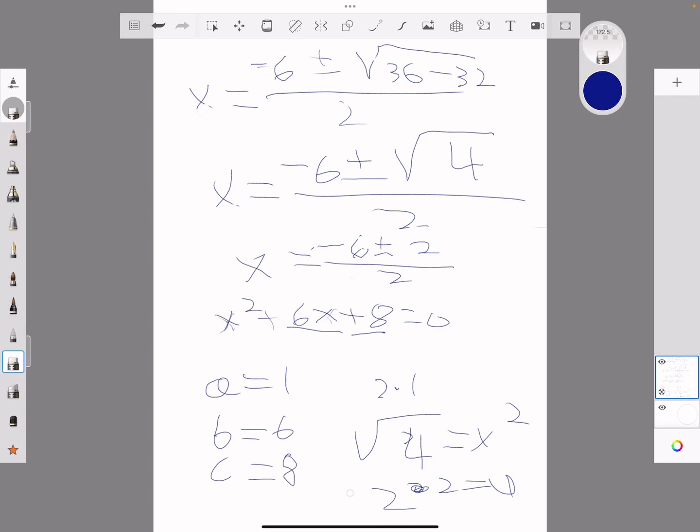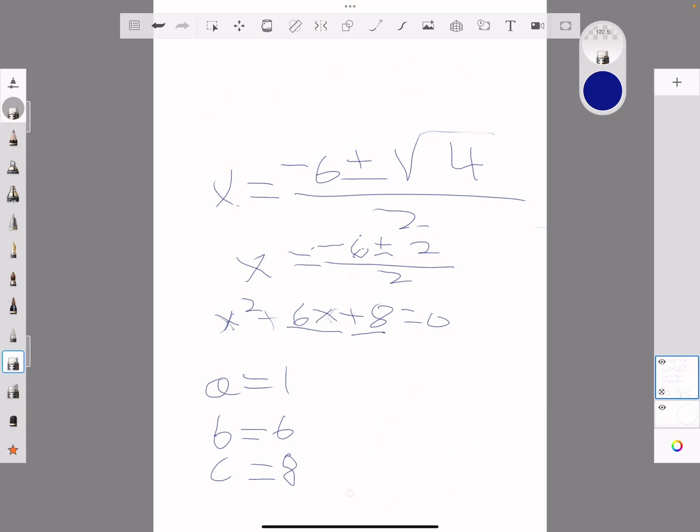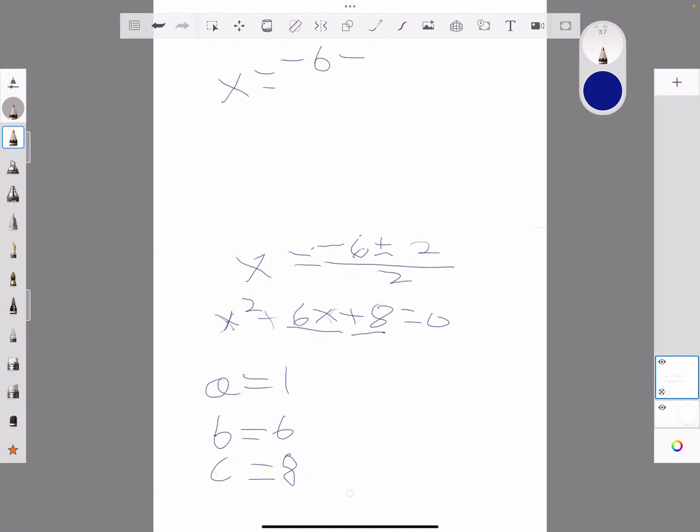Okay, now the next thing is to simplify more. You guys can choose a path here. You can either do plus or minus. In this case, I'm going to choose both ways. So first I'm going to do minus 6 plus 2 over 2. Let's simplify. This is going to be negative 4 over 2. x is going to be negative 2. Okay, stay with me a bit.